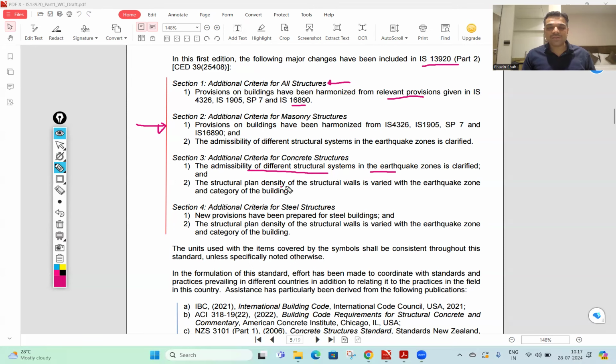The structural plan density of the structural walls is varied with the earthquake zone and category of the building. Somehow I could not locate this specific paragraph while quickly going through the document. If you have noticed it, then please mention it in the chat box below: what is the exact paragraph or clause number where this structural plan density of the structural walls is mentioned with reference to earthquake zone.